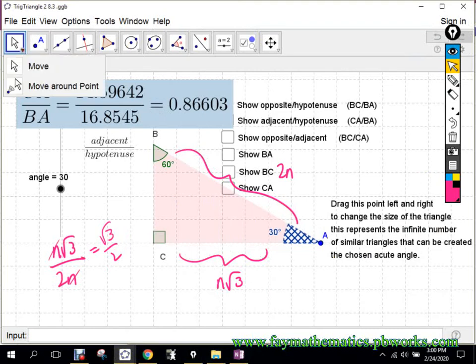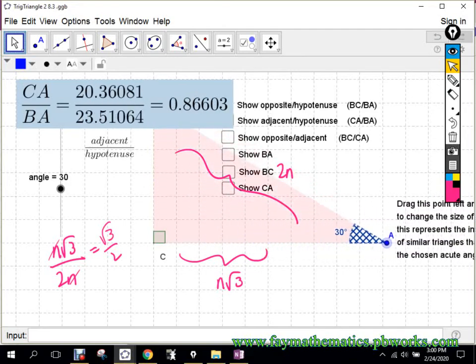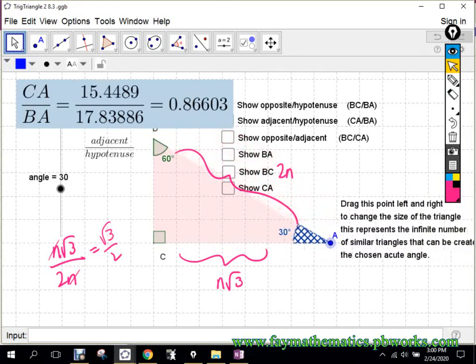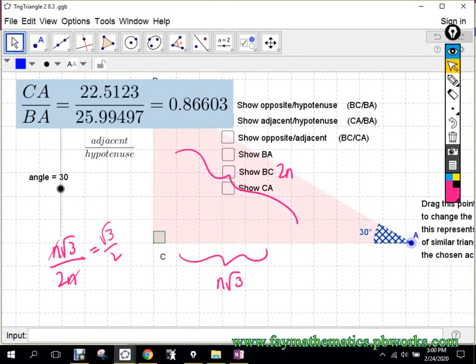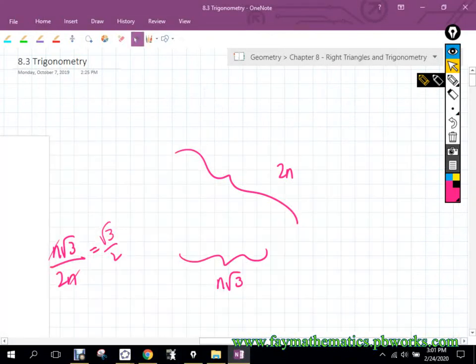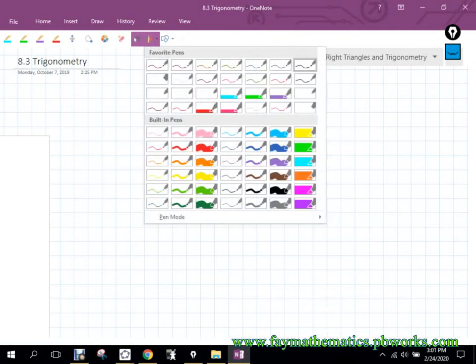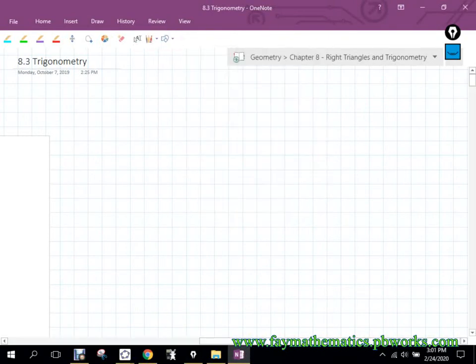Okay. No matter what I do, if it's a 30-degree angle, the cosine, or the adjacent divided by the hypotenuse, obviously the distance has changed, but the ratio is always the same. Okay. And I want to talk about why that's the case. And we already know why, but we should hopefully draw some links to it. So let's draw a triangle here real quick. This all comes from section 7.2. If you remember what 7.2 was about, the AA similarity statements.